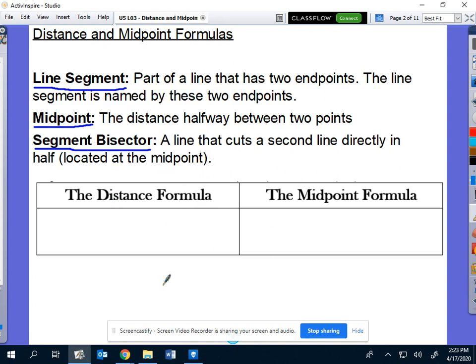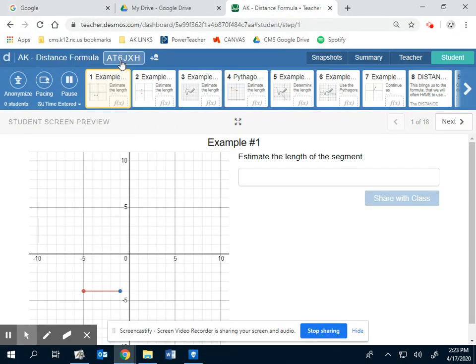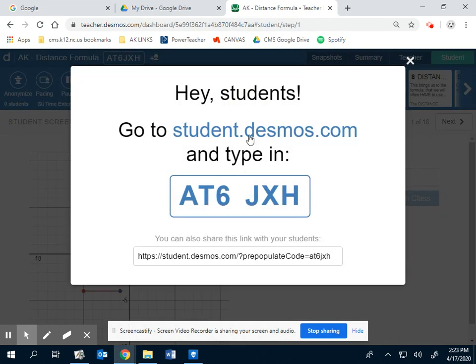So in a second, we're going to give you these formulas, but in order to do it, you may not think it's possible, but I still want to do a Desmos activity. If you want to join me after the fact, obviously you can't do this live with me, but you could still join the class and work through it on your own time. If you go to student.desmos.com, your code is AT6JXH. So join that Desmos activity. You can press pause and get logged in there.